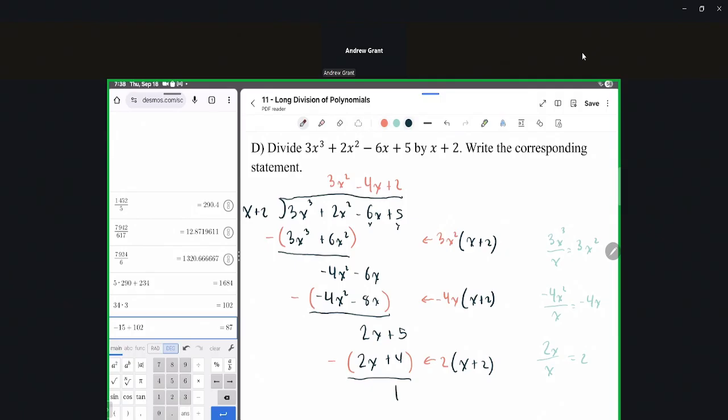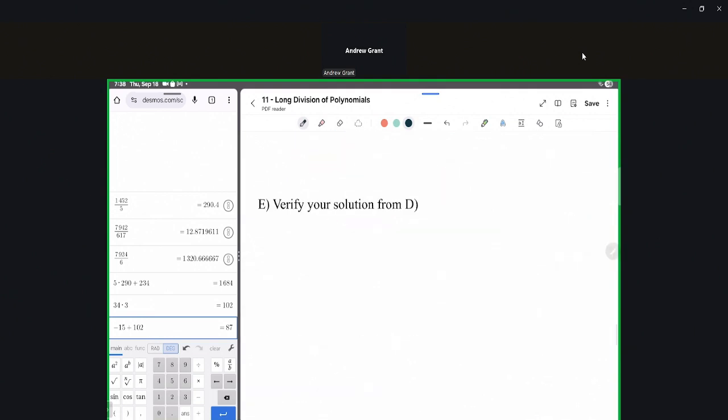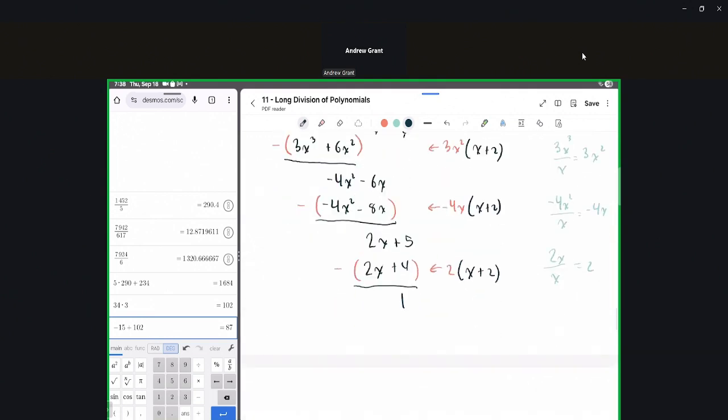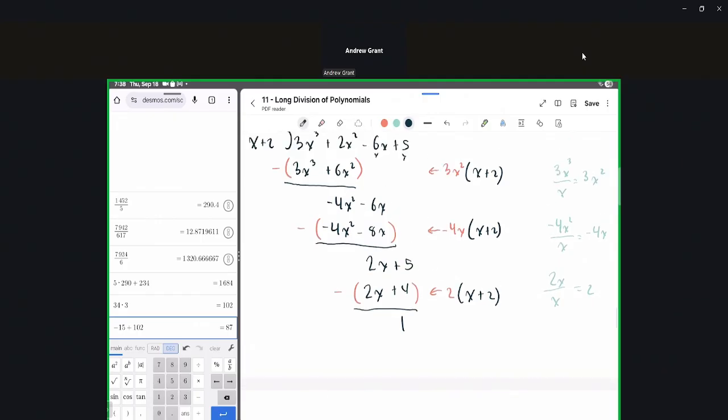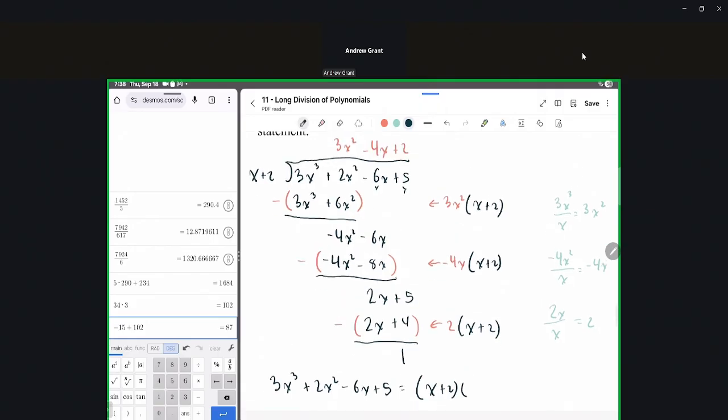And so writing this as the corresponding statement, we can see that 3x to the power of 3 plus 2x to the power of 2 minus 6x plus 5 is the same thing as x plus 2 multiplied by 3x squared minus 4x plus 2, and we have a remainder of 1. So this is what we call the corresponding statement.